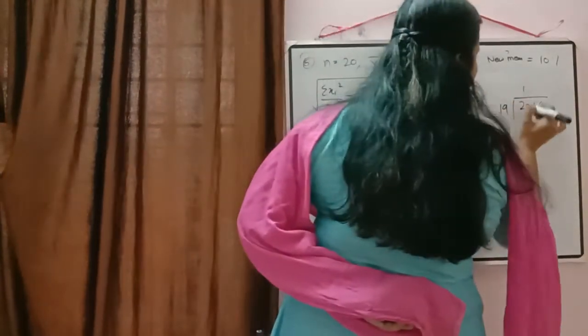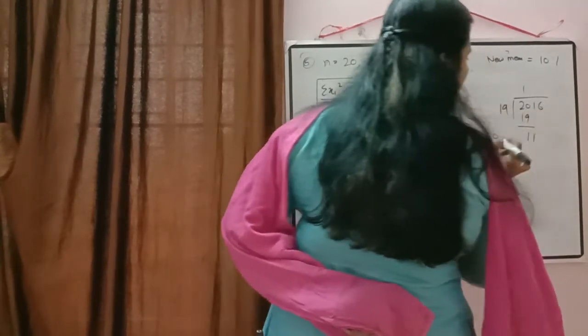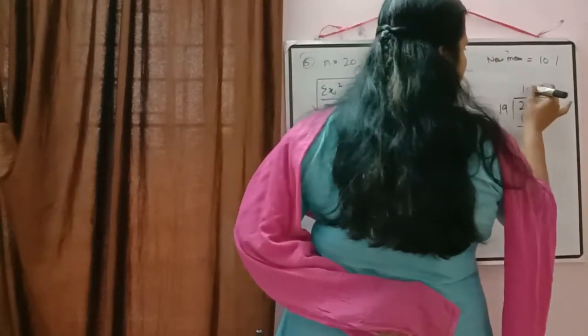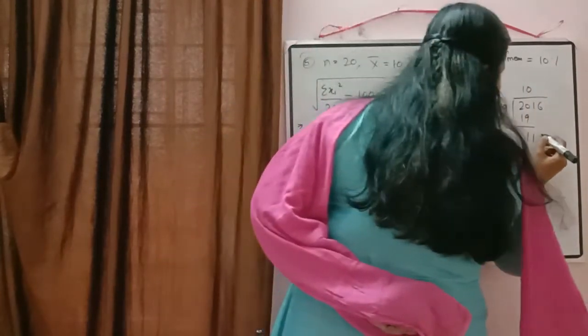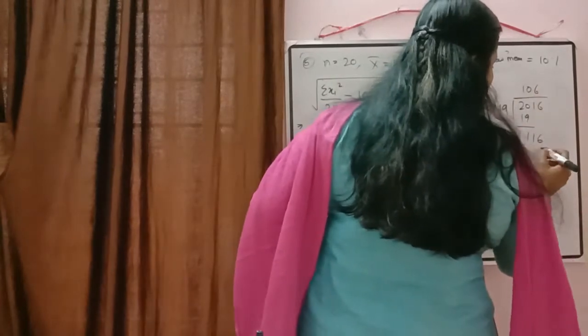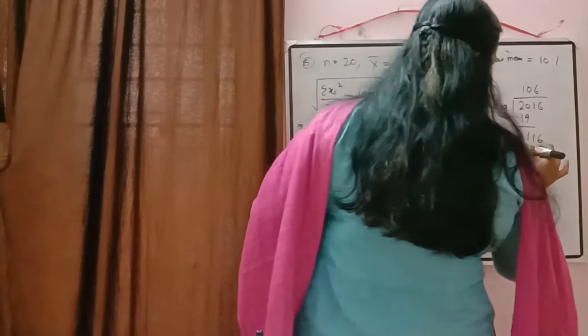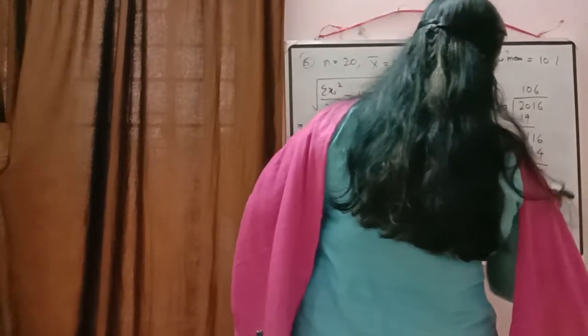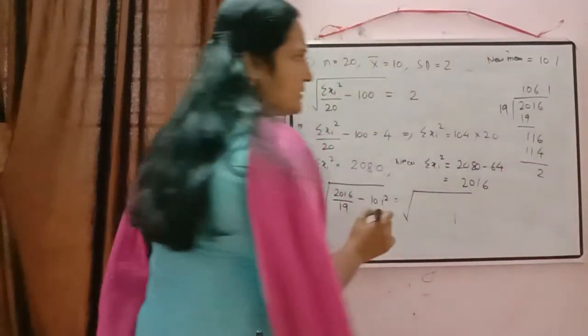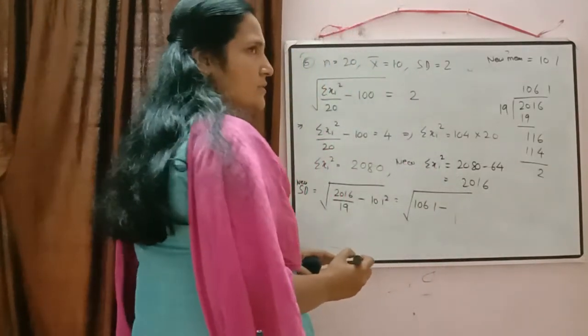So it will be equal to 19 ones are 19. 20 minus 19, 1. Then we'll write down 1. 11 is smaller than 19. So we'll put a 0 there. Then 116 will come. 19 6s are 6 9s are 54. Carry over 5. 6 1s are 6 plus 5, 11. 16 minus 14, 2. So we'll get 106.1. So it will be equal to 106.1 minus 10.1 the whole square.